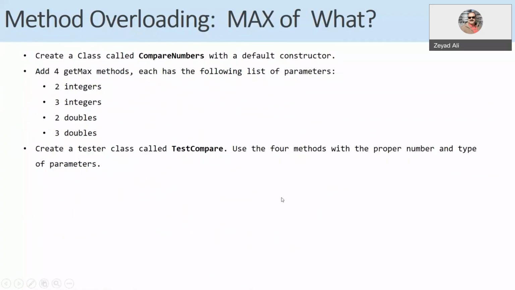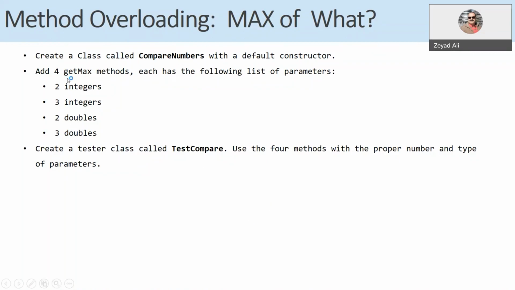Next, we have method overloading. Method overloading is when you have multiple methods of the same name in the same class. Like here, we will do, for example, 4 methods with the same name, getMax. However, you cannot do methods with the same name unless the number of attributes or the type of attributes is different. So here they say, we need you to create a class called CompareNumbers.